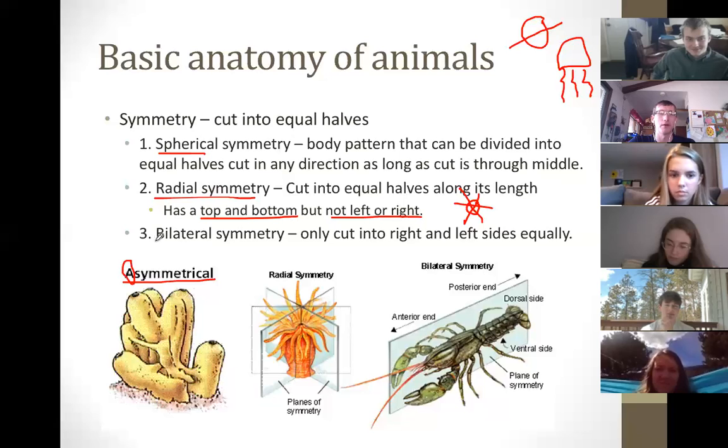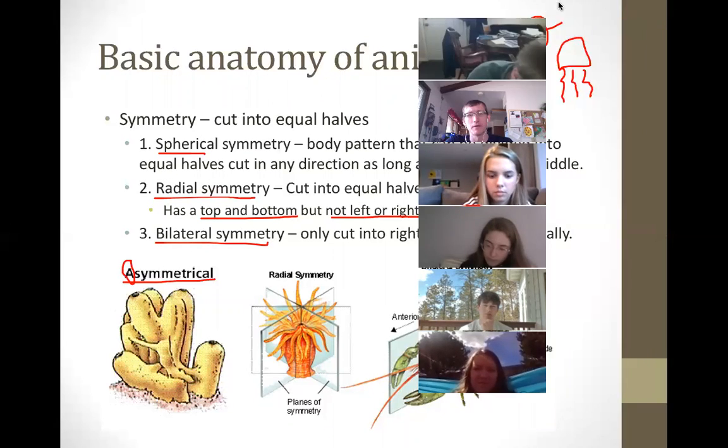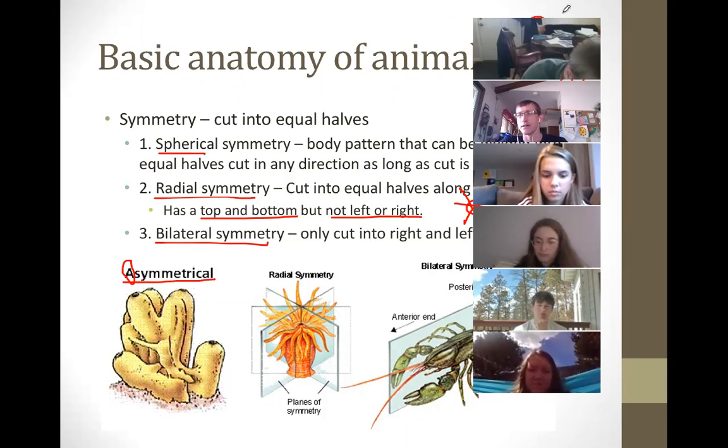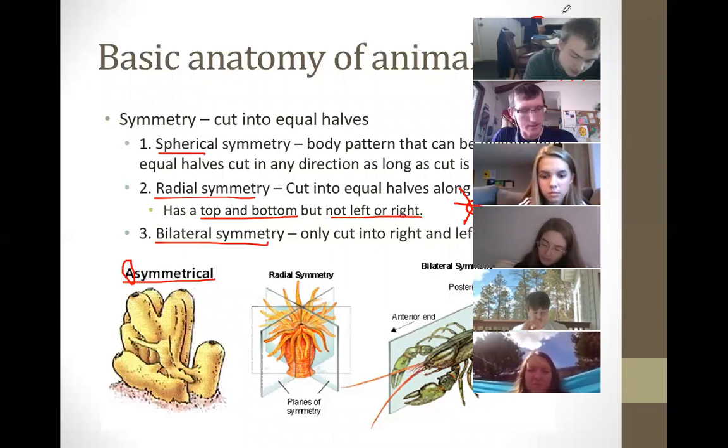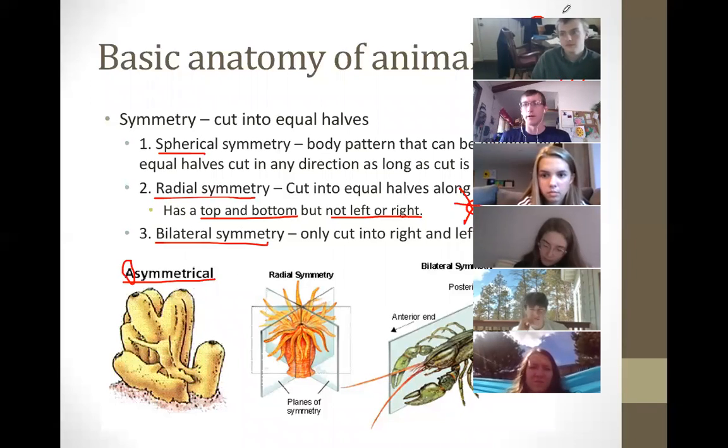But now we come to you and I. Bilateral symmetry. Bilateral means two sides. Bi is two, lateral is to the side, bilateral, two sides. You can cut it into left and right, but that's it, okay? So people are a great example of this. And I wouldn't enjoy the experience, but if you cut me just like so, right here, nose all the way down, straight in half, okay?